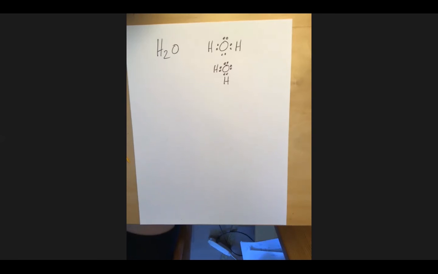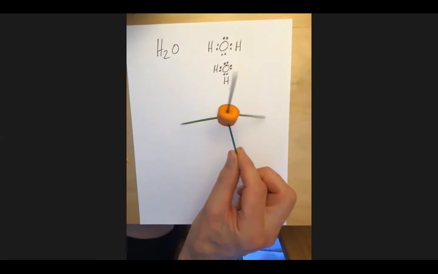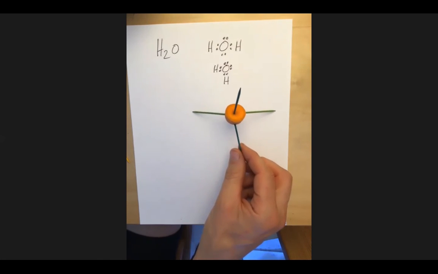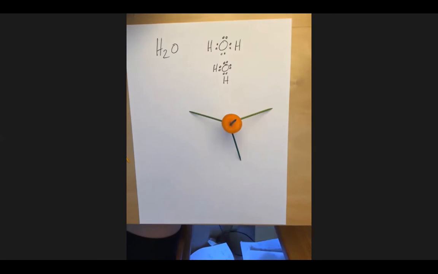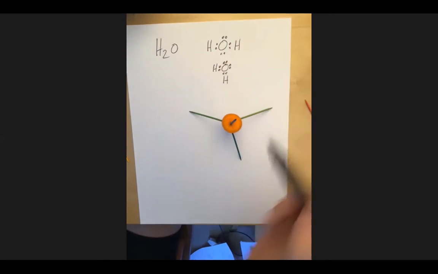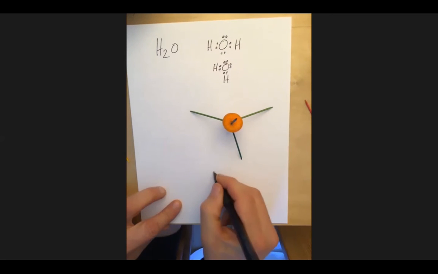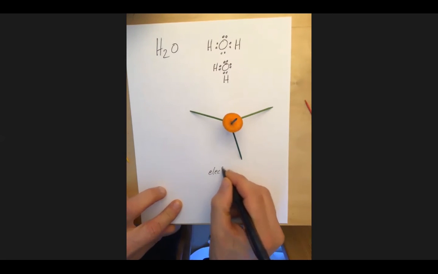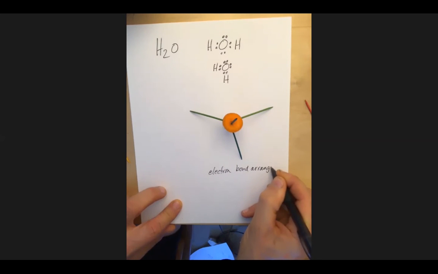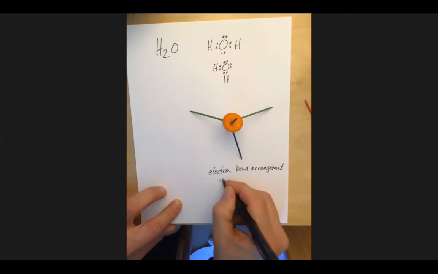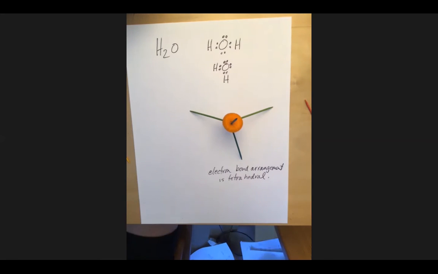Okay, so this time I'm going to make my central atom be my oxygen. And it just so happens I've got an oxygen right here. It's the same caret I had a second ago, right? It's useful that way. And so here is my oxygen with its 4 sets of electrons around it. 1, 2, 3, 4. And here are the 4 bonds. So we know right off the bat, the electron bond arrangement is tetrahedral. Right off the bat.